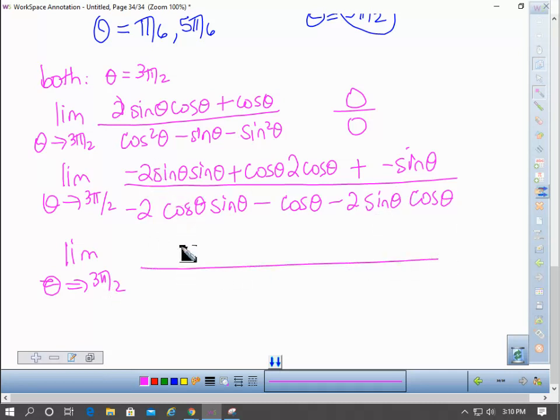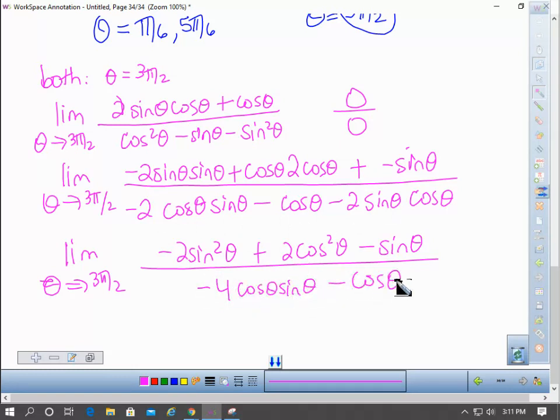So let's see here. I got -2 sine squared plus 2 cosine squared minus sine. And then here we got -4 cosine sine minus cosine. All right, so that looks beautiful. Now we want to put in 3 pi over 2 to see what our answer is.